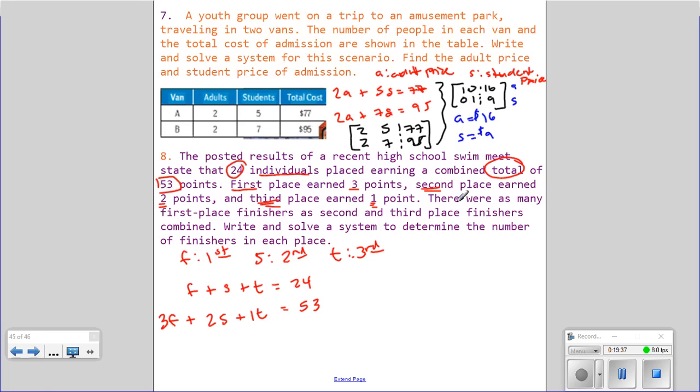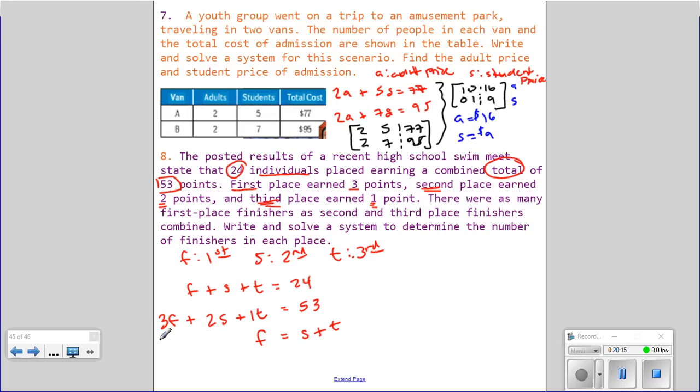It also goes to tell us that there were as many first place as second and third combined. So when you combine something, that's addition. So first place was equal to a combination of second and third. So it would look like that. First place is equal to second and third. So we have three unknowns, so we should have three equations in this system. Anytime you have three unknowns, you should have three equations.